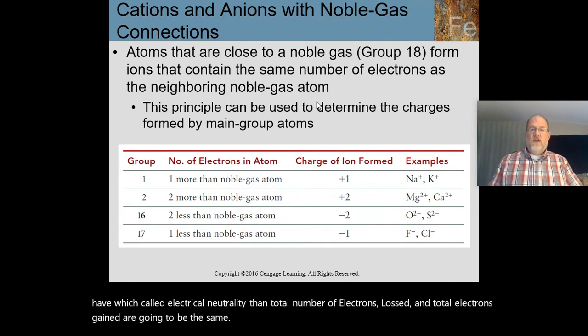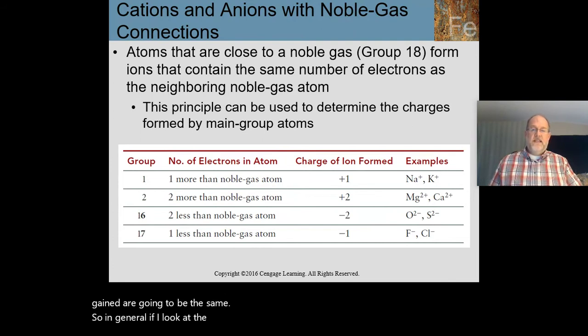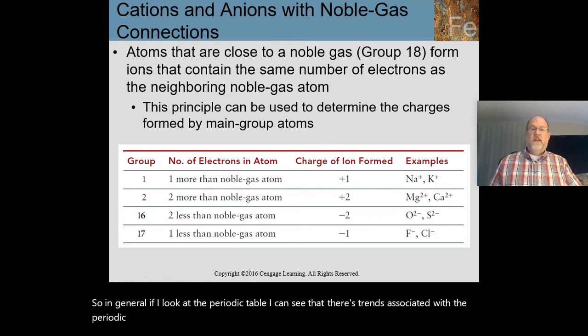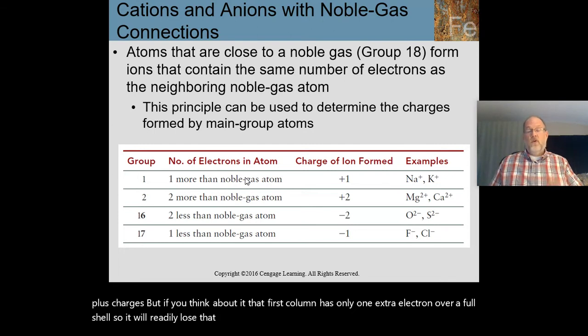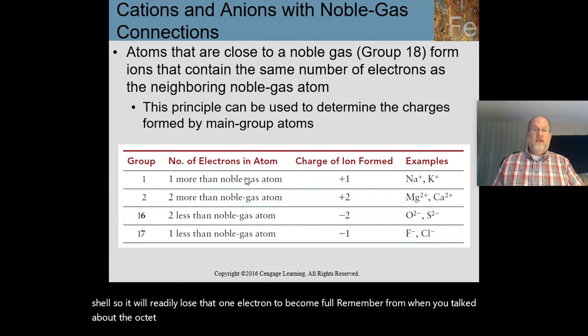In general, if I look at the periodic table, I can see that there are trends. The atoms that are far to the left side are going to form plus charges. If you think about it, that first column has only one extra electron over a full shell, so it will readily lose that one electron to become full. And remember from Chem 1, you talked about the octet rule and trying, whatever it takes, to get up to a full set of 8.